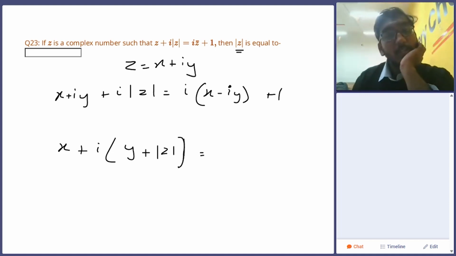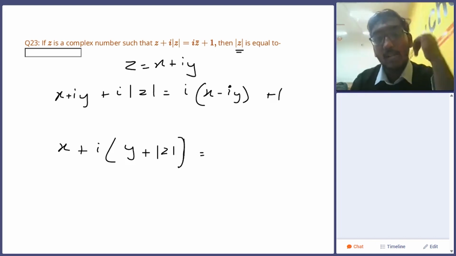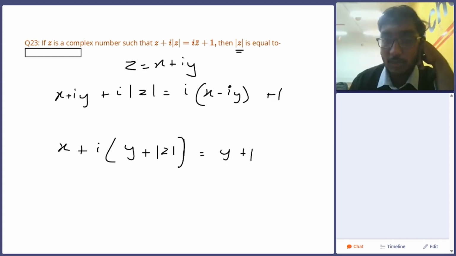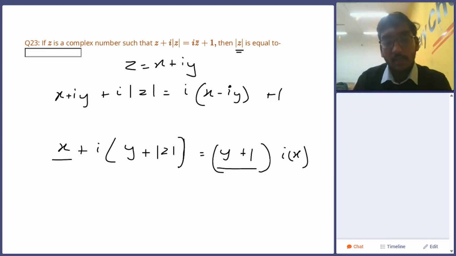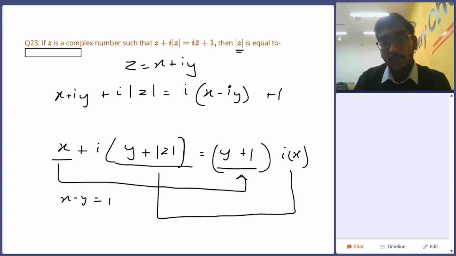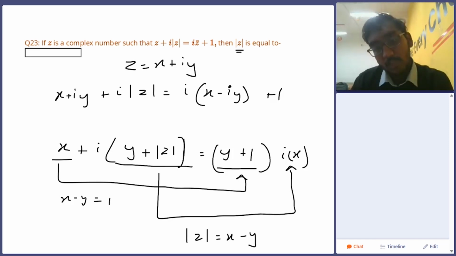And here what will be the real part? It will be y plus 1, because when you multiply it will be ix plus y. Y plus 1 will be the real part, and the imaginary part will be ix. You equate the real part to this real part, and you get x minus y equal to 1. Likewise, by equating the imaginary parts, you get mod z equal to x minus y. Just use the value that x minus y is 1. So mod z will be 1.